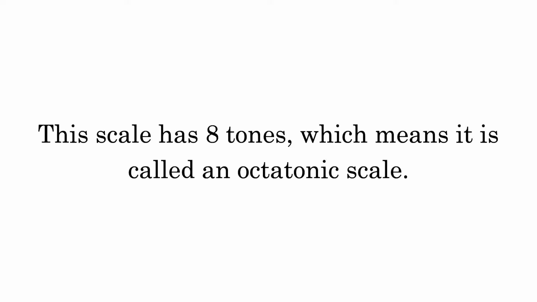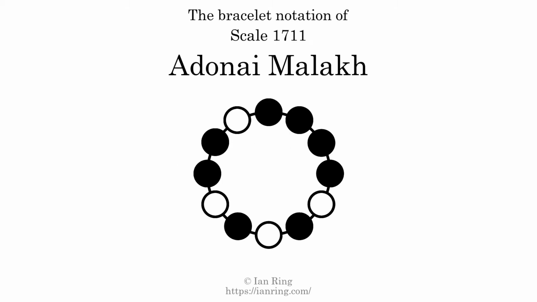This scale has 8 tones, which means it is called an octatonic scale. This is a bracelet notation diagram of scale 1711. The shaded circles represent tones that appear in the scale, and they are read clockwise, starting at the top.